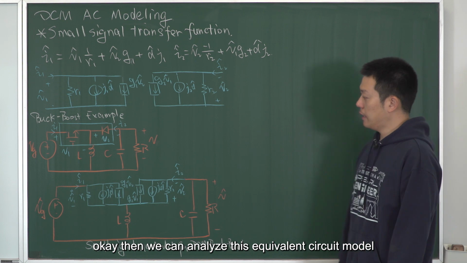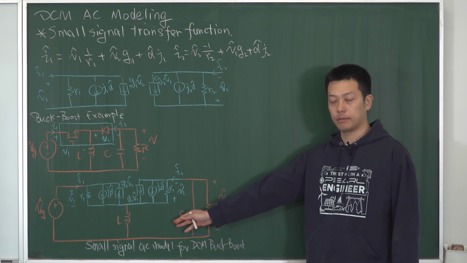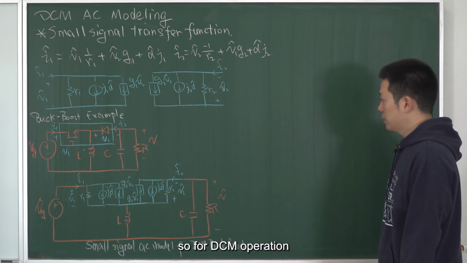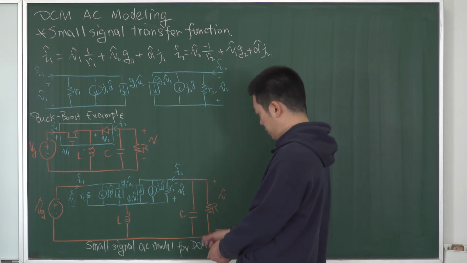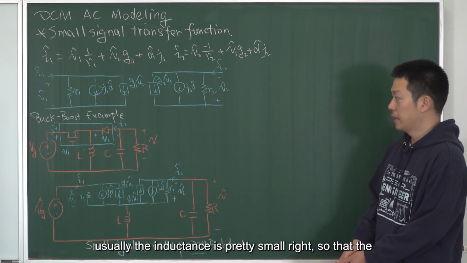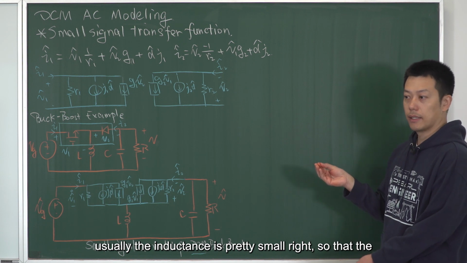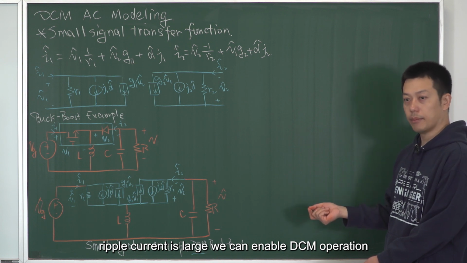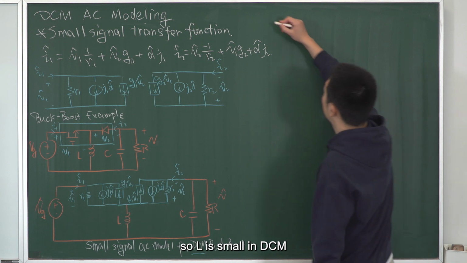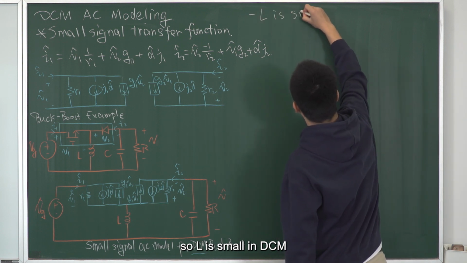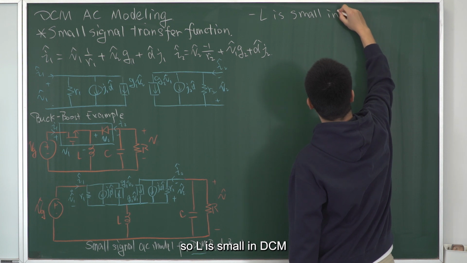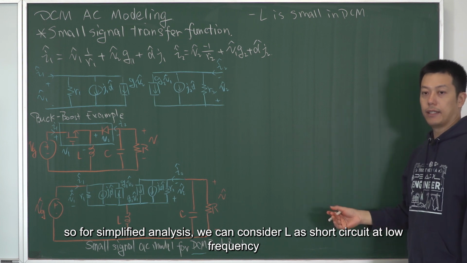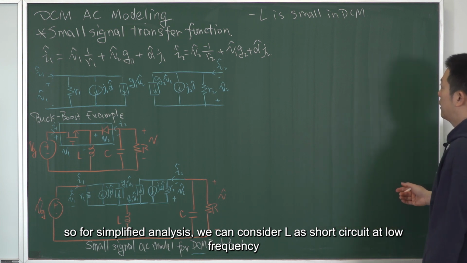Okay, then we can analyze this equivalent circuit model. Based on it, we can derive the transfer functions, right? So for DCM operation, usually the inductance is pretty small, right? So that the ripple current is large, we can enable DCM operation. So L is small in DCM. So for simplified analysis, we can consider L as a short circuit.